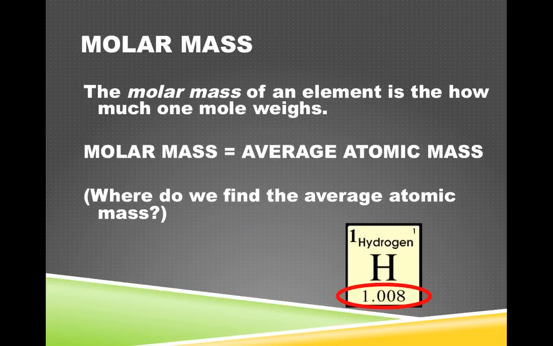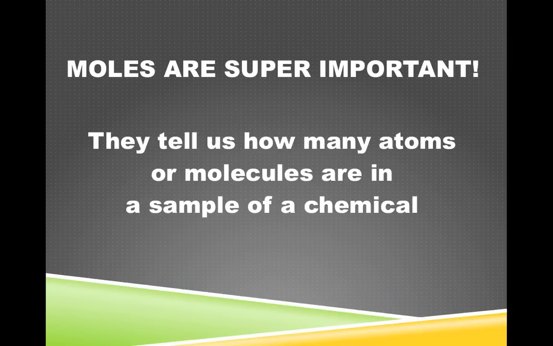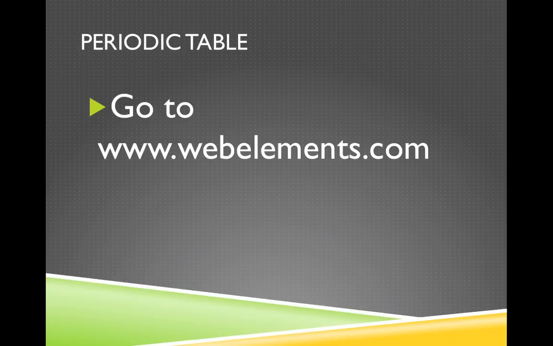Okay? So, moles are going to be super important for chemistry. Maybe one of the most important things we do in chemistry because they are going to be how we know how many atoms are in a sample of a chemical. If we know how much a chemical weighs, we can calculate how many atoms there are. So this is very important. So for this next part, I want you to open up this website in a separate tab, www.webelements.com, and it's a periodic table, so you can follow along as we do this next part.